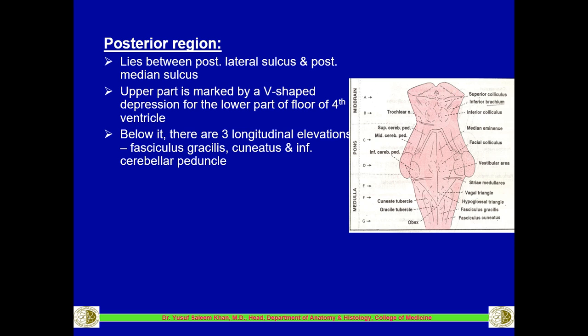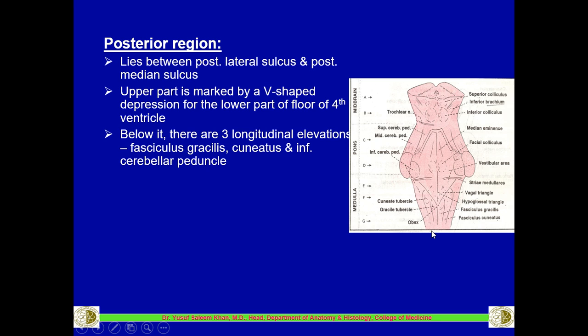And below this fourth ventricle, in the posterior region, you can appreciate three important longitudinal elevations. One is called the fasciculus gracilis. If you can appreciate here, this is the fasciculus gracilis. This is the fasciculus cuneatus, and then we have the inferior cerebellar peduncle, which is connecting the medulla oblongata and the cerebellum. The fibers either run into the cerebellum from the medulla oblongata, or they come from the cerebellum into the medulla oblongata. So this forms the inferior cerebellar peduncle.